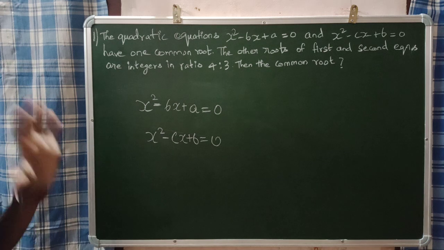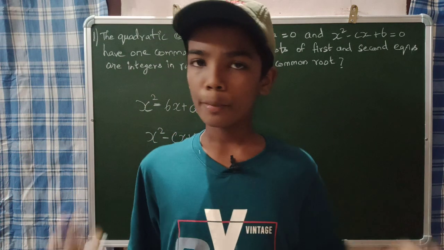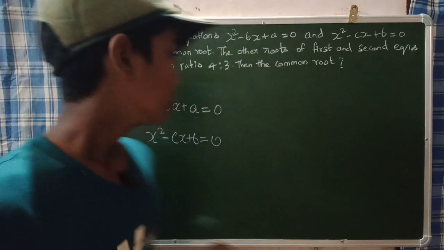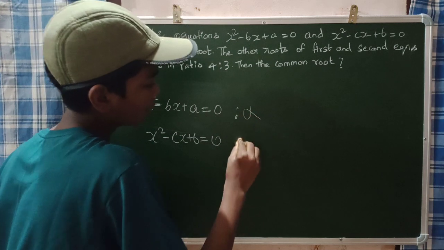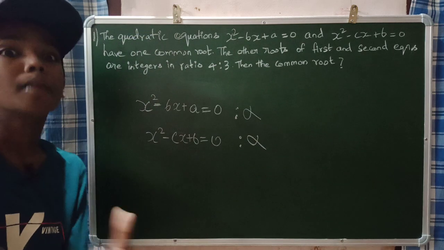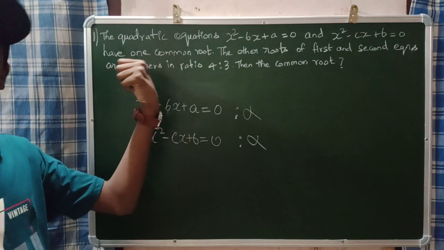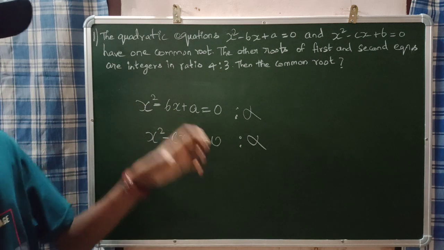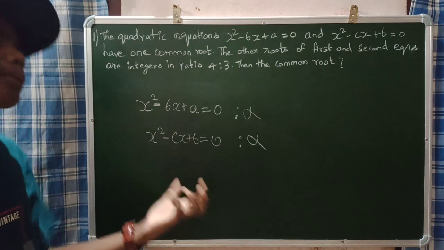Now let me take the common root of both the equations as alpha, because in the question they are saying both the equations have one common root. Read the question carefully. So as one of the roots is a common root, I am writing that common root as alpha. So what will be the other roots?